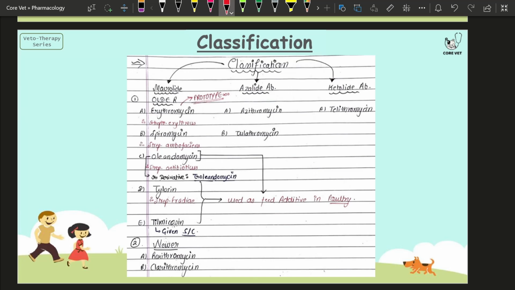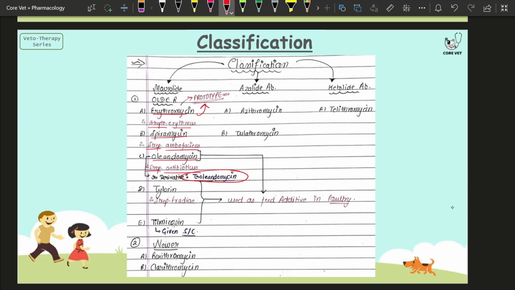If we talk about the older macrolides, the very first drug is erythromycin, which is also the prototype for this class of drugs. It is obtained from Streptomyces erythraeus. The next is spiramycin, which is obtained from Streptomyces ambofaciens. Next is oleandomycin, which is obtained from Streptomyces antibioticus, and there is one derivative of oleandomycin, which is troleandomycin.